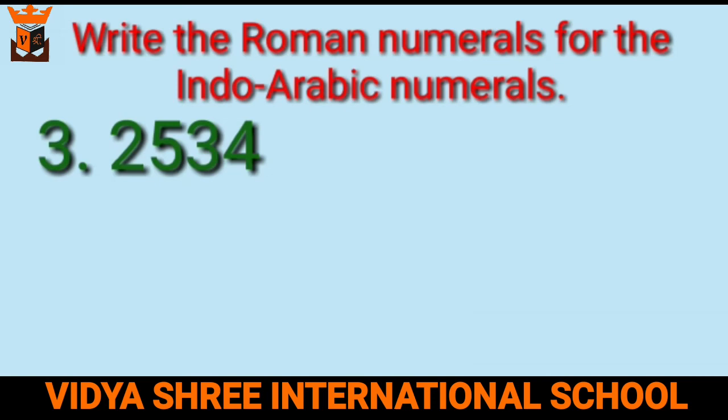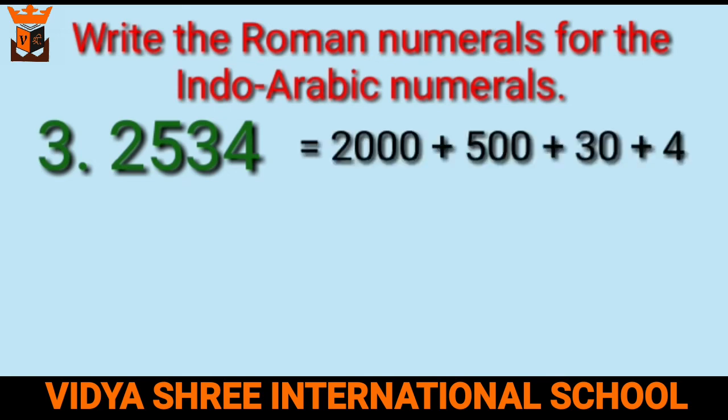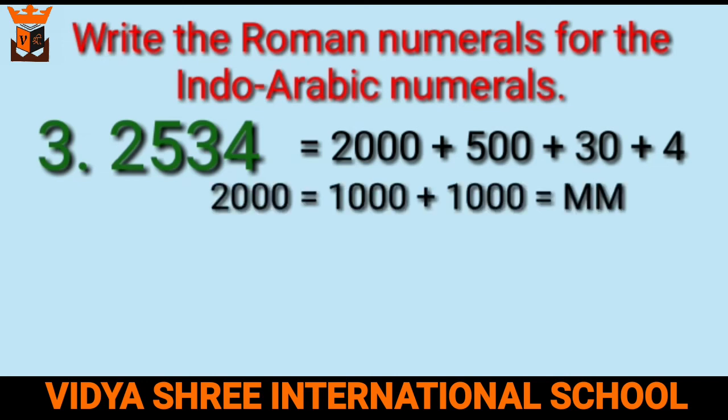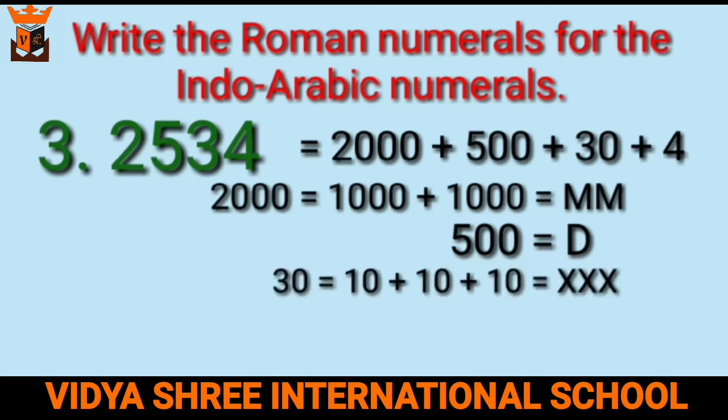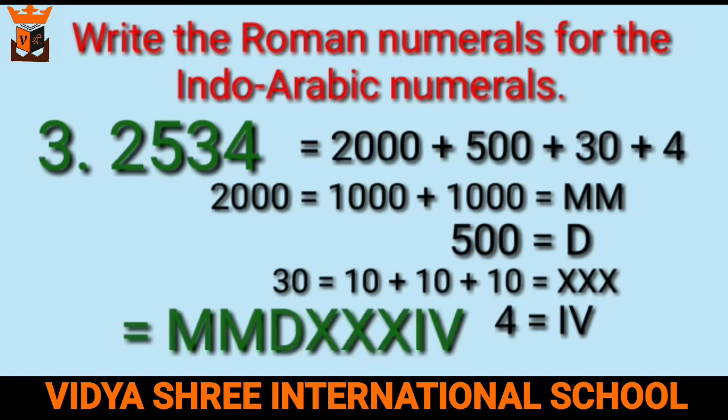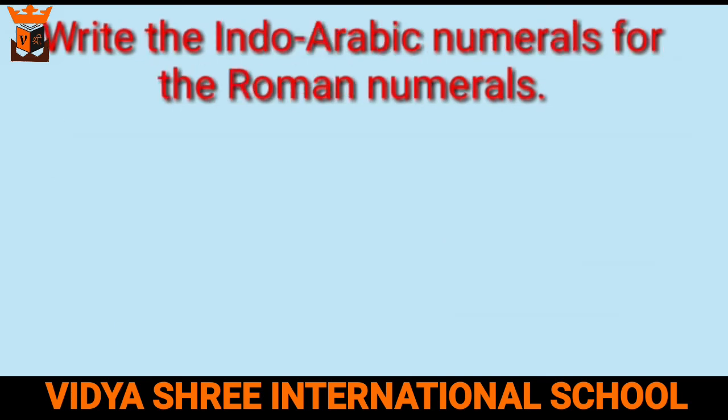Next is 2534. So we can write in thousands, hundreds, tens and ones. So we can break the number as 2000 plus 500 plus 30 plus 4. 2000 means 2 times M, 500 is equal to D, 30 means 3 times X, and 4 is IV. So the Roman numeral for 2534 is MMDXXXIV.